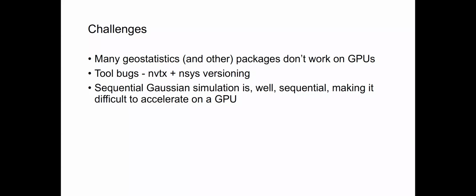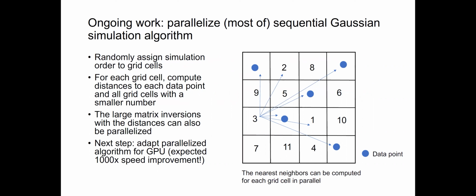So some of our ongoing work is actually focused on reframing the sequential algorithm so that it can run mostly in parallel rather than one at a time. So what we're working on right now is we want to parallelize the nearest neighbor octant search for all of the grid cells, not just one. And we can do that before we even simulate a single point.